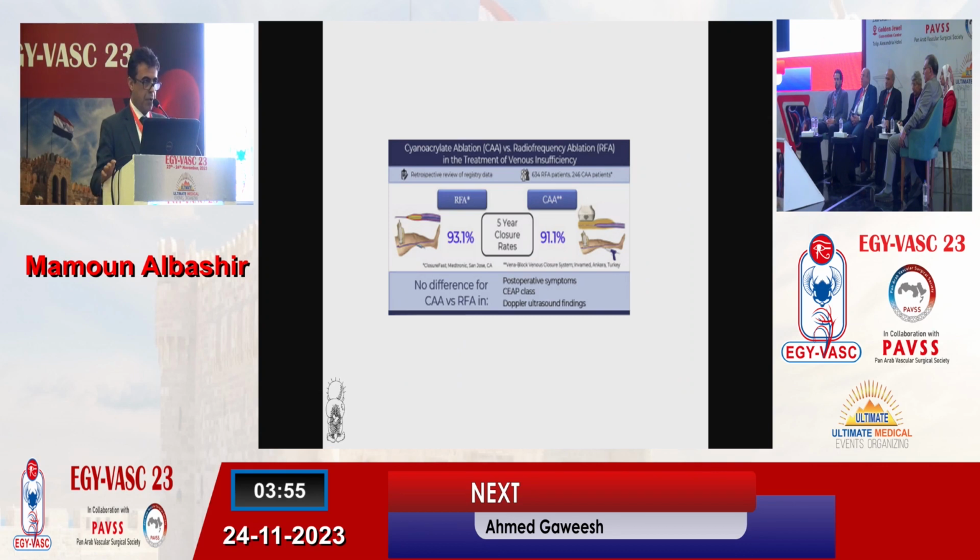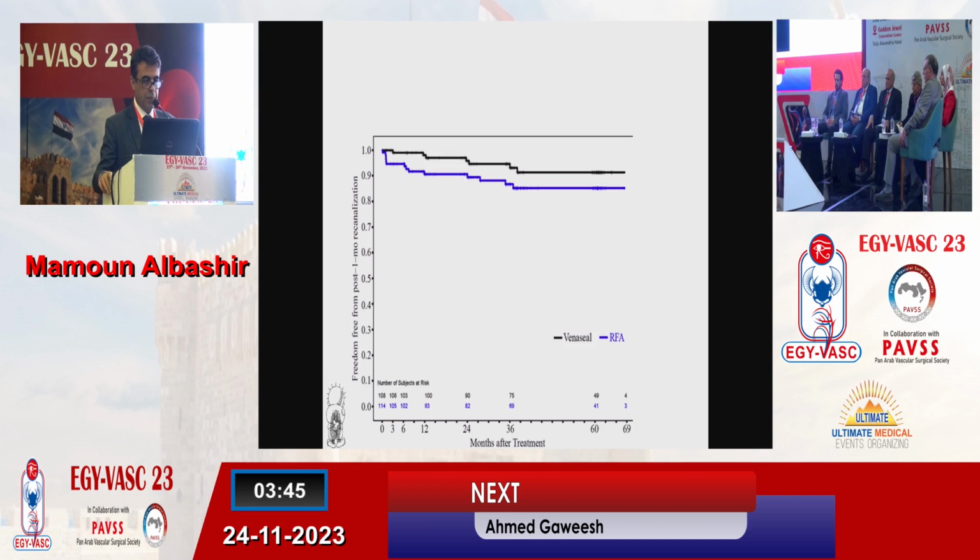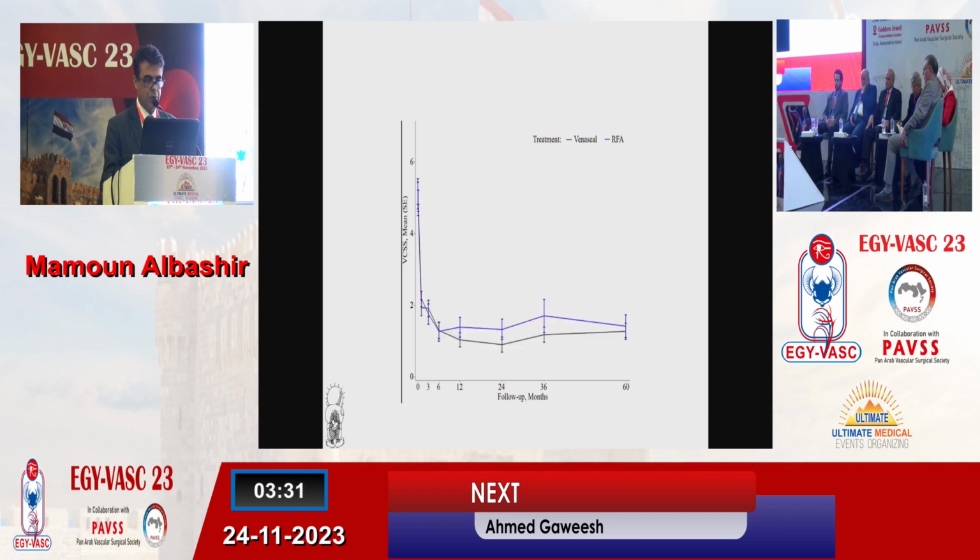When compared to thermal ablation methods, including radiofrequency, it's almost similar rates at 5-year closure rates. Freedom from recanalization is also similar to thermal ablation methods, and that's been an encouraging factor for the more use of endovenous procedures. In addition, the reduction in the venous clinical severity score has been equivalent to thermal ablation.